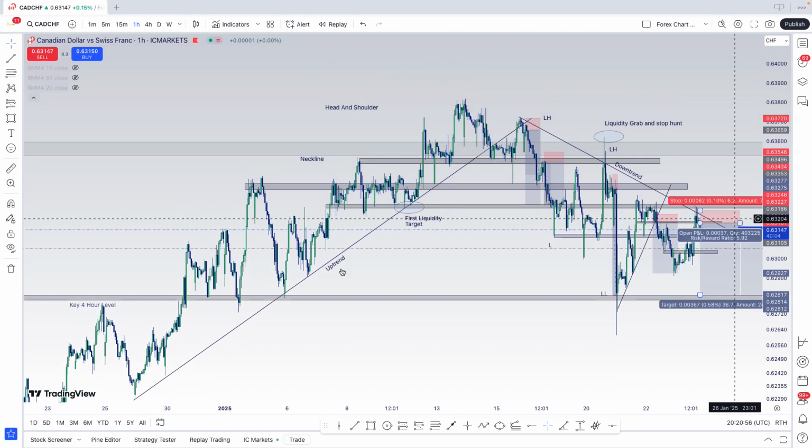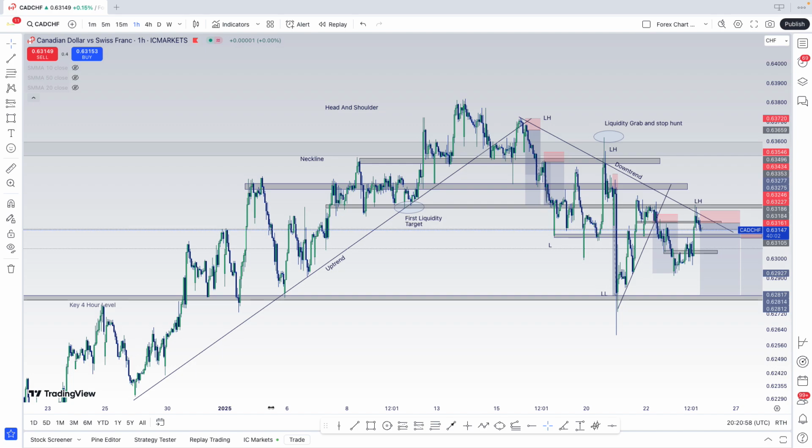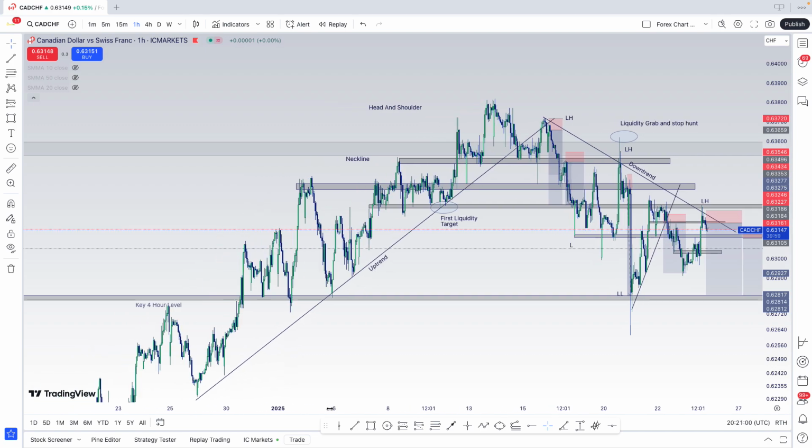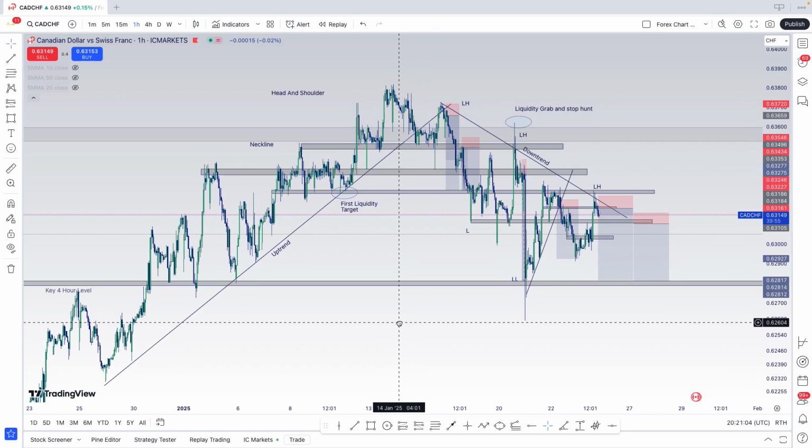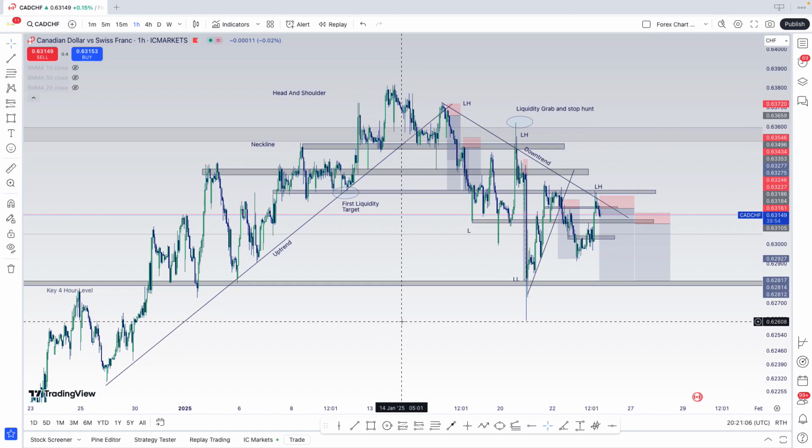So yeah, I'm hoping that's helped you guys out a little bit in terms of trading price action and also my strategy. If you've got any questions, just let us know in the comments. And if you'd have done anything differently, I'm always interested to hear as well.